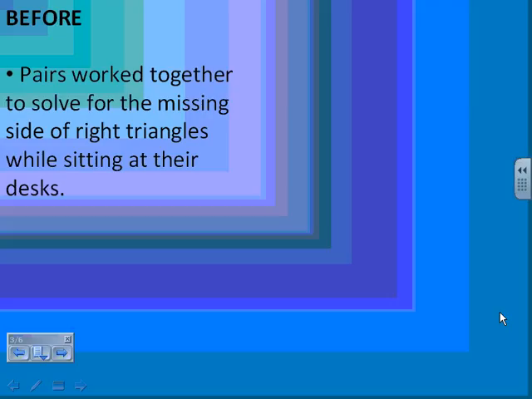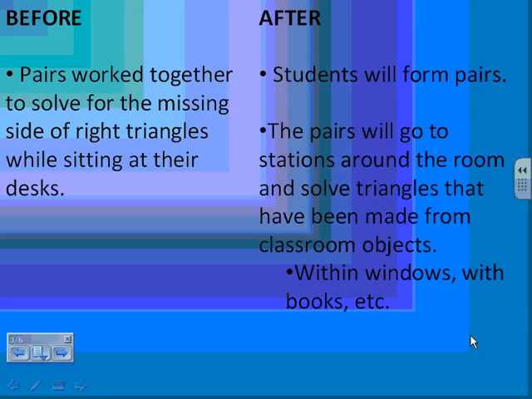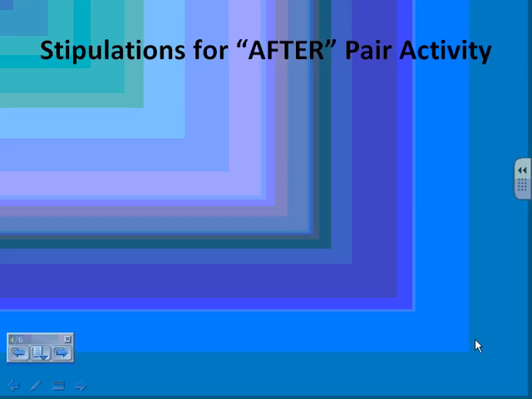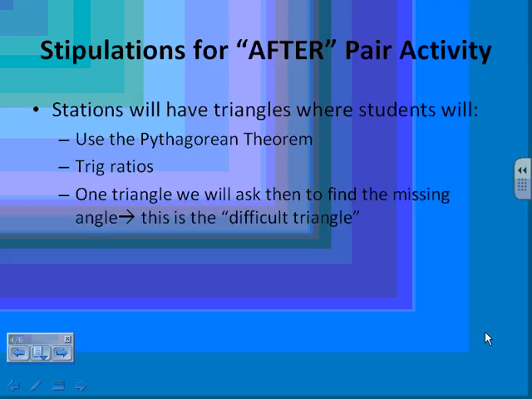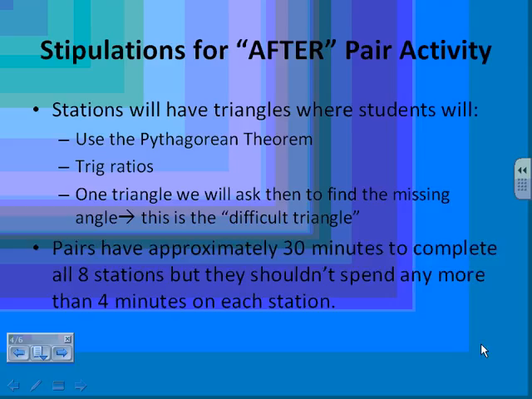Before, in the lesson, Jessie had pairs working together at their desks to solve right triangles. Now instead, the students are still going to form pairs, but they're going to go to stations around the room to solve triangles that have been made from classroom objects. The stipulations for the activity are: stations will have triangles where students will use the Pythagorean theorem and trig ratios to solve. There will be one called the math challenge, where they will have to find the missing angle, just to tie into the next day's activity. The students will have 30 minutes to complete all 8 stations, and they shouldn't spend any more than 4 minutes on each station.